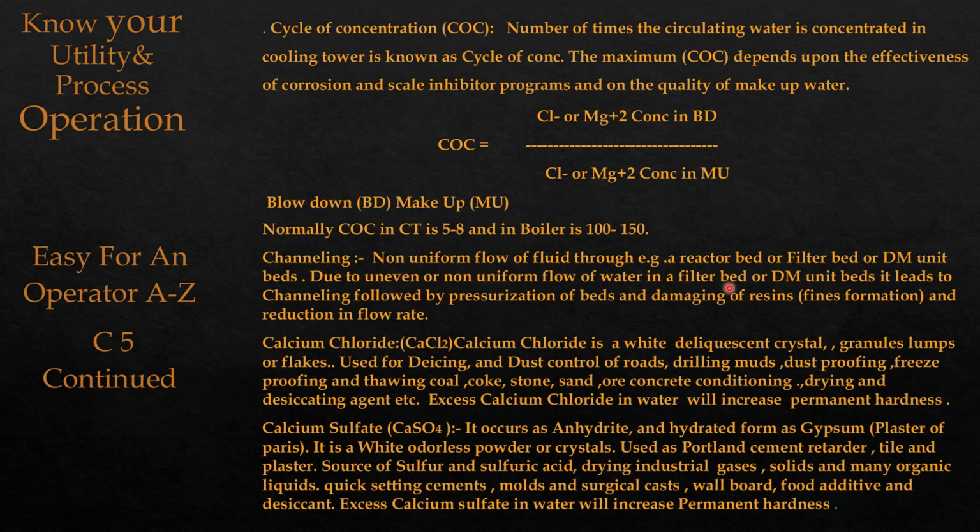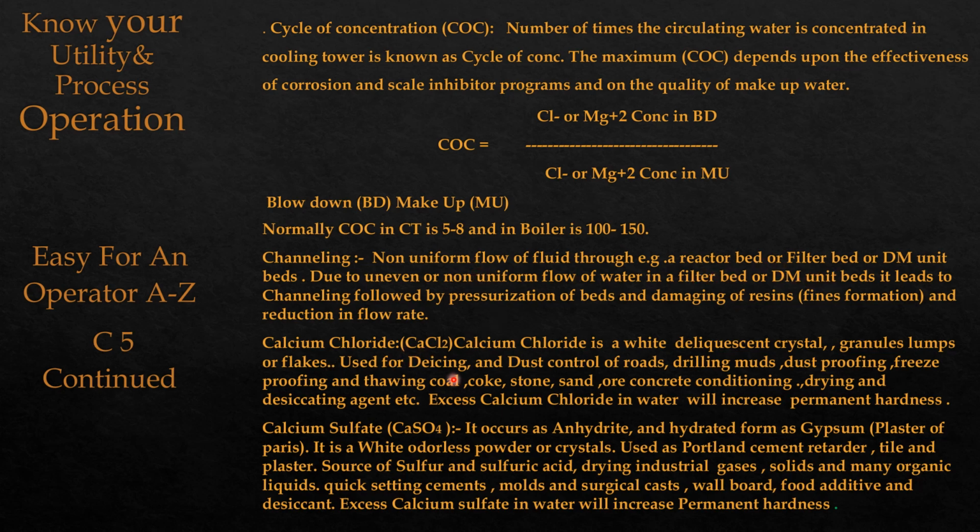So when channeling occurs in a water treatment plant, the units will get pressurized and you will get lesser flow rate and more fine formation. So the resin volume or resin quantity will reduce. So we have to keep the inlet nozzle clean, and if the pressurization is there, you have to give backwash to avoid the pressurization so as to remove the fines. So channeling plays a vital role in refineries, also in DM plant.